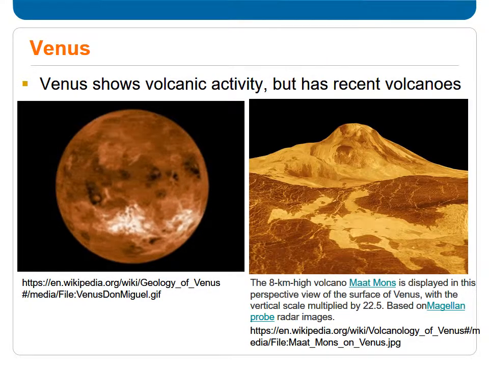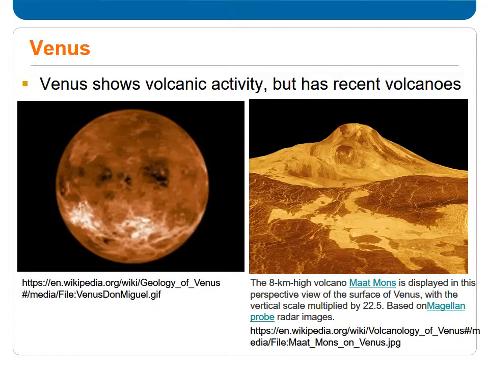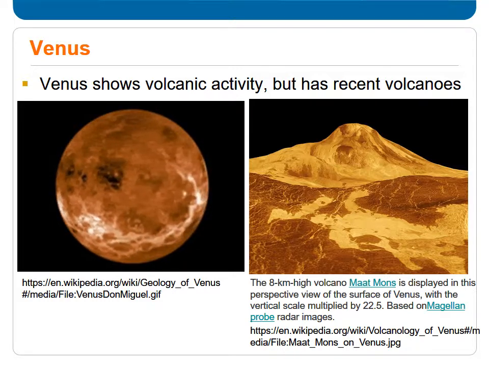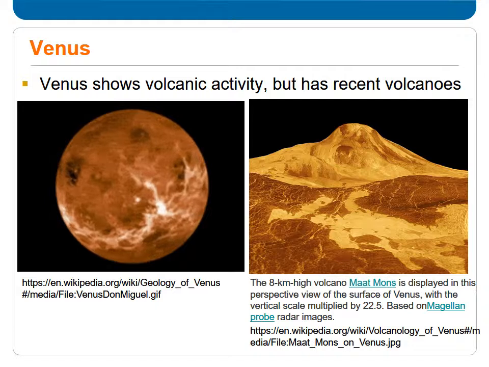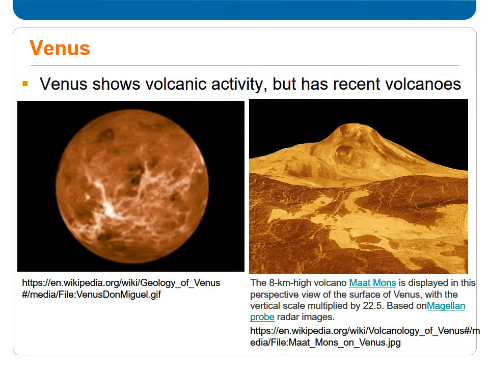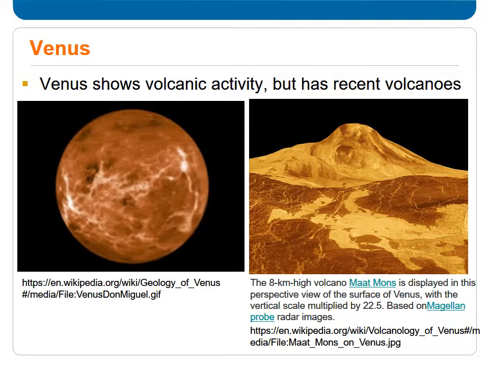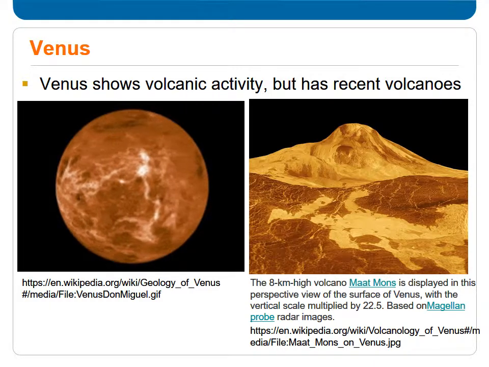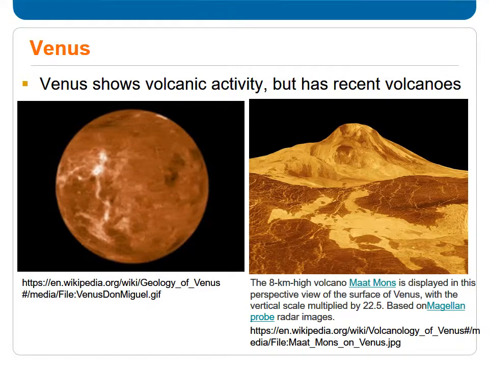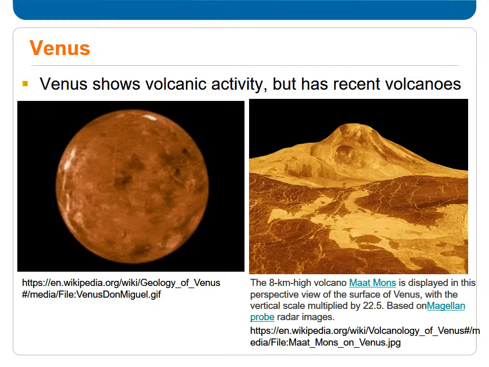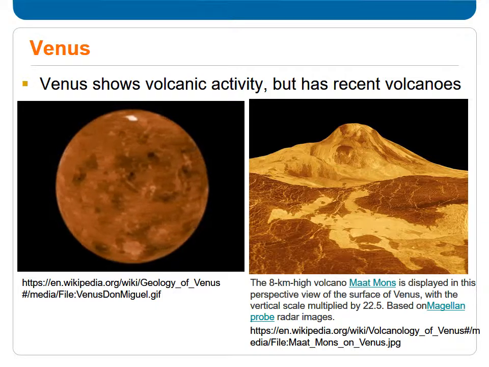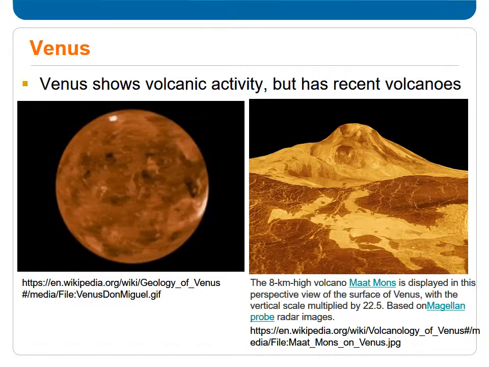Venus shows no current volcanic activity, but has had recent volcanoes. Dominated by volcanic activity, the surface of Venus has more volcanoes than any other planet in the solar system. The composition of the surface is 90% basalt and about 65% a mosaic of volcanic lava plains.